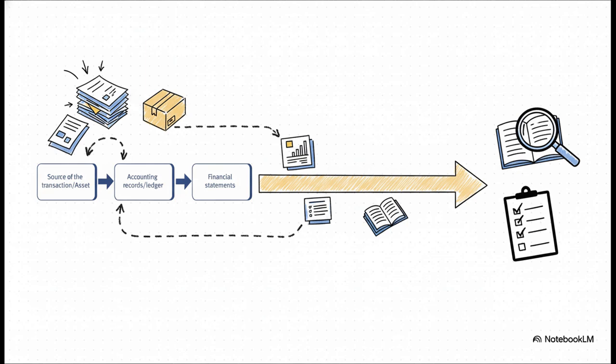So let's break this down. First, let's test for understatement, the risk that something is missing from the financial records. To do this, you have to start outside the accounting system. Look at the arrow on this slide. You start with the source documents, the real-world proof, like a stack of delivery notes. You pick a sample from there, and you trace it forward into the accounting system to make sure it was actually recorded. You're asking, did everything that happened in the real world make it into the books? This is a test for completeness.